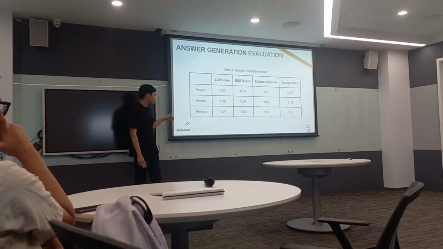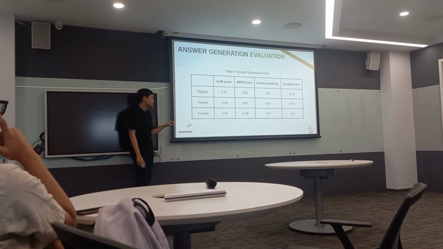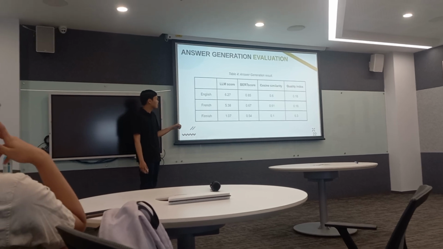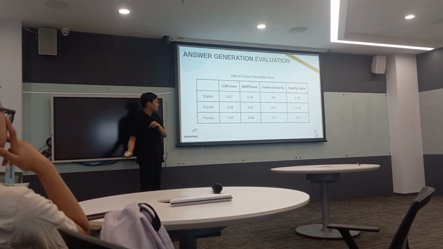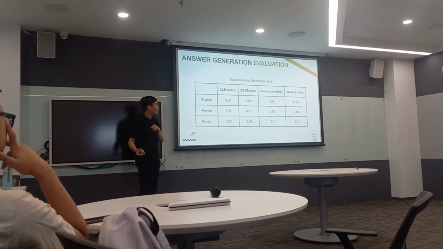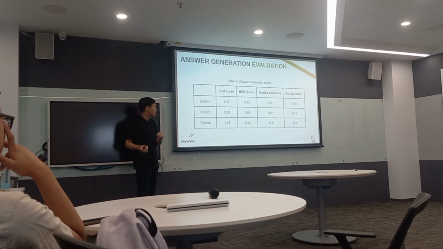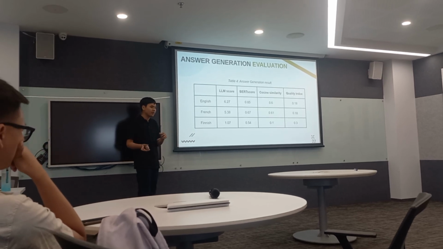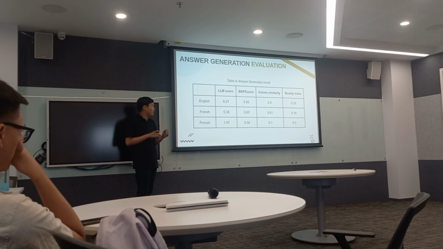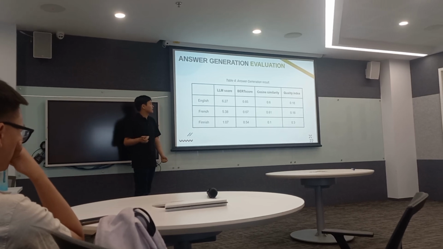And you can see that the Finnish data has some of the most inconsistent results out of all of them, which can be inferred to mean that the Llama 3 model is incapable of generating answers or dealing with less widely spoken languages such as Finnish, while English and French have more consistency across all the metrics.